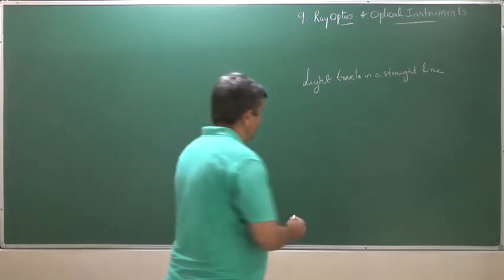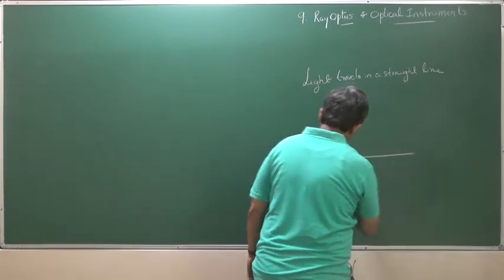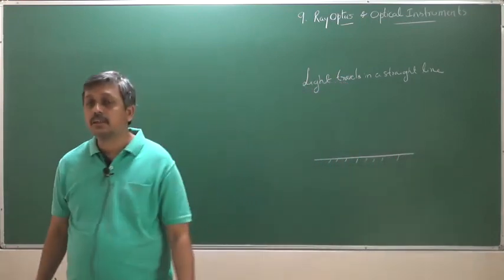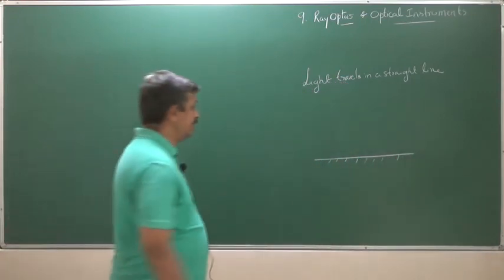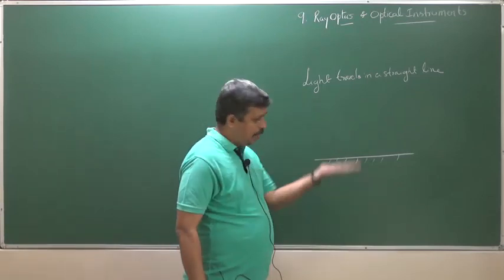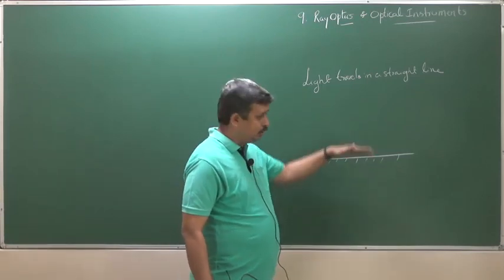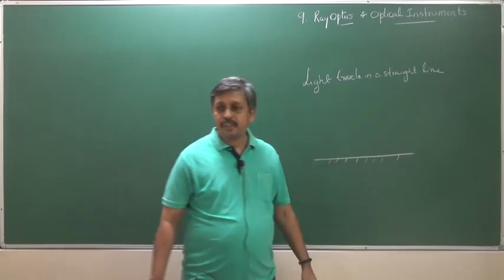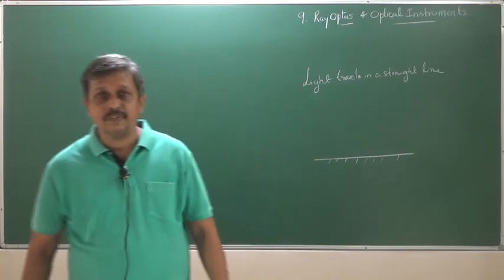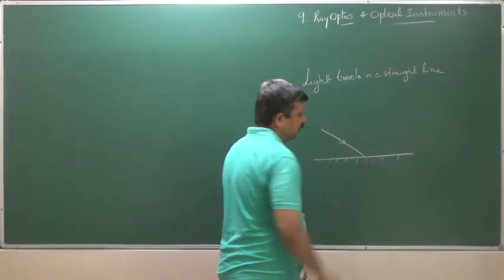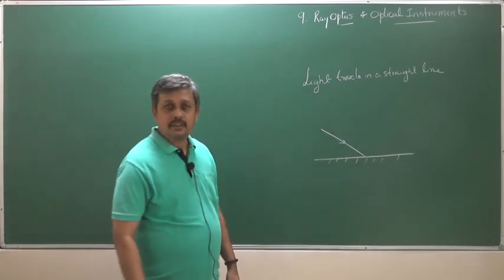So if we take, for example, a mirror, and a light falls on the mirror, I am keeping the mirror like this. The top part of the mirror is polished, a nice surface. This side is covered. When light falls on this, it reflects.